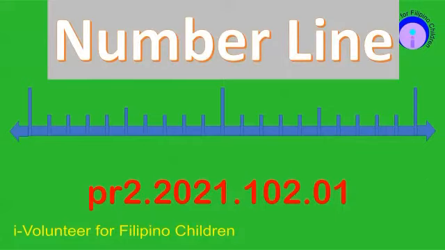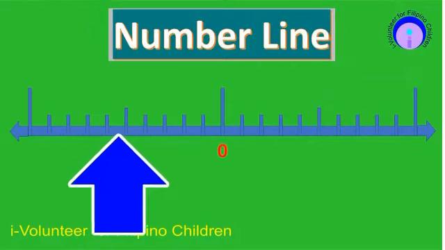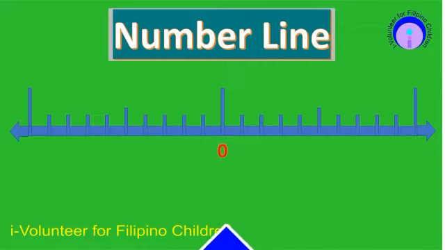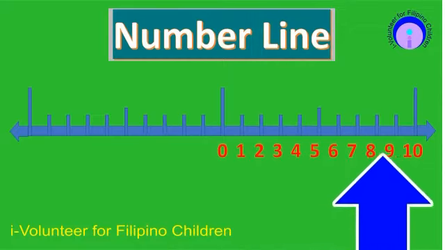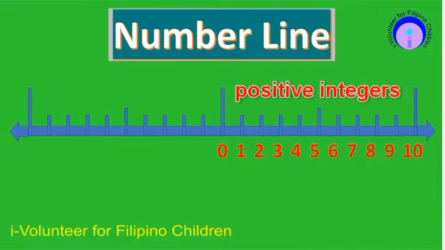Ano nga ba ang number line? Yan ay ipapakita natin sa susunod nating mga slides. This is the number line. At the middle is 0. The numbers on the right of 0 are called positive integers.